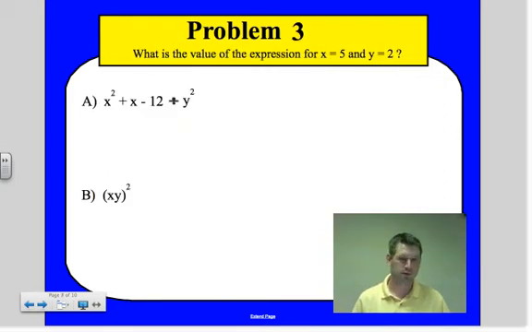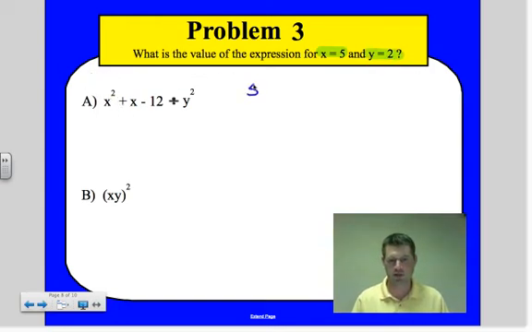Okay, problem number 3. What is the value of the expression for x equals 5 and y equals 2? So we have one last vocab, and that's evaluate. So we're actually going to do some evaluation here. So they gave us what the values were here, here, and here. So we're actually going to do what we call substitution.